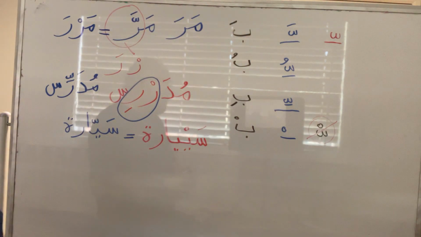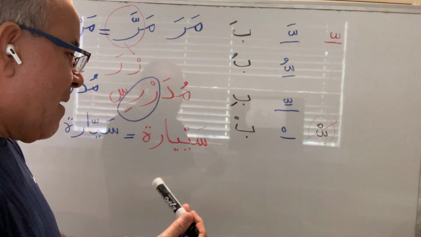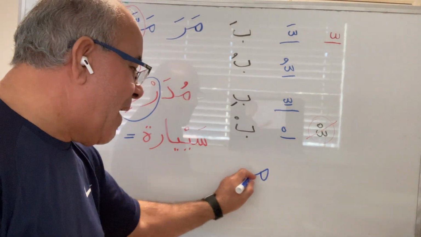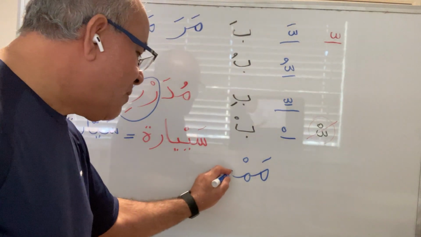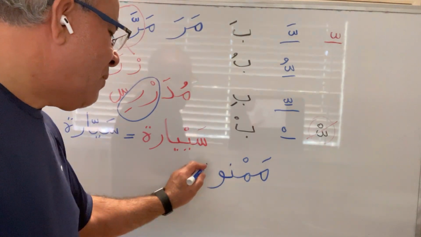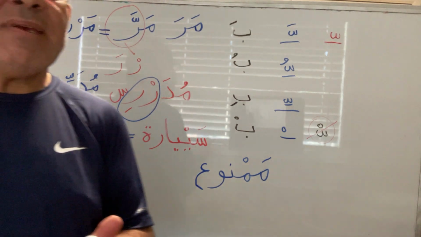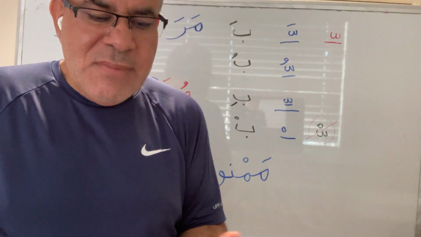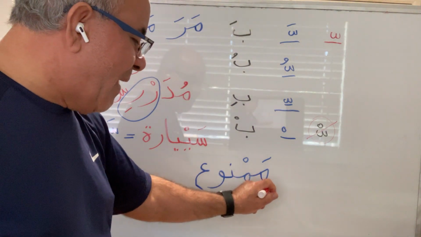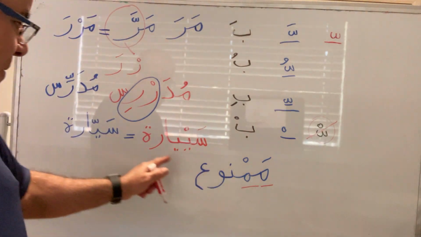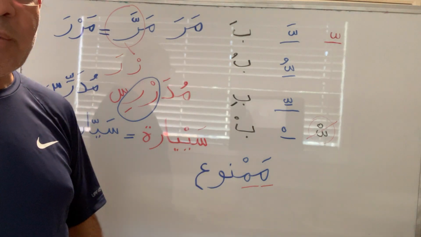So let's take, for example, this word. I have the word mim with fatha, ma, and mim with sukoon, mam. Then noon with long oo, nu, and a, mamnu'a. Mamnu'a in Arabic means forbidden. Okay, here we go. We have a mim with fatha and a mim with sukoon. Can I mix them with shadda? The answer is no. Why?